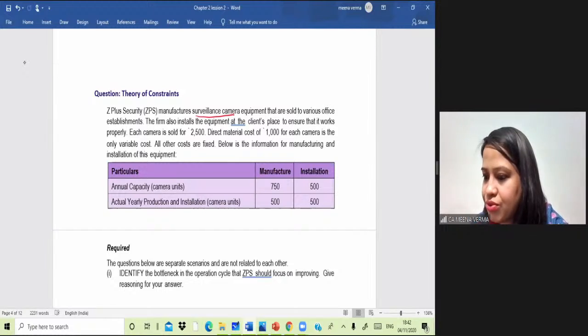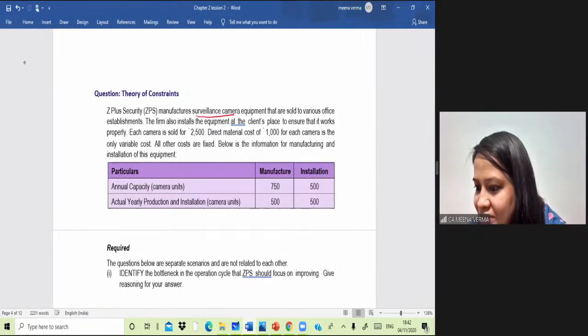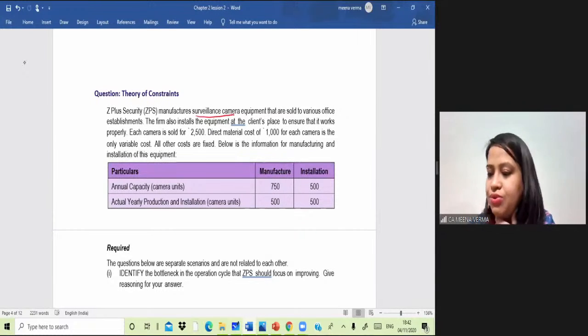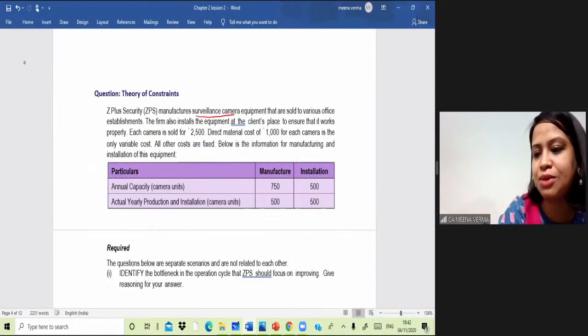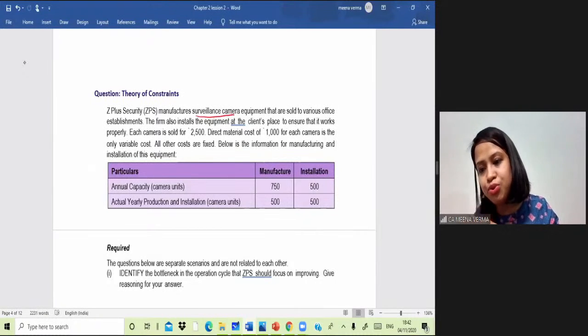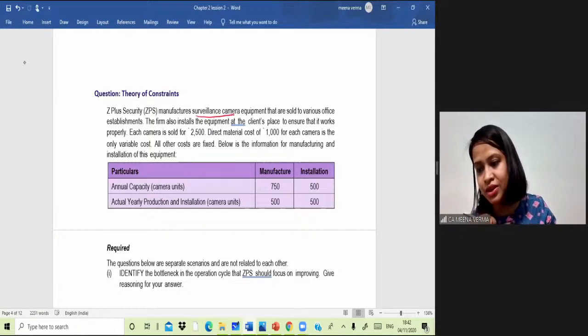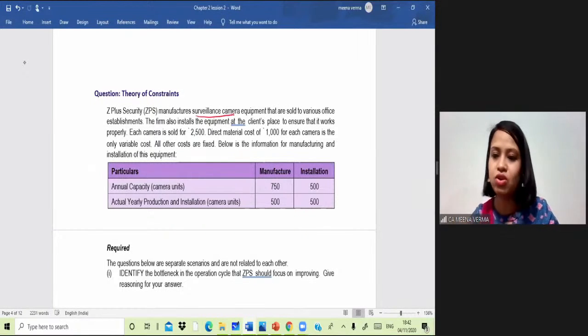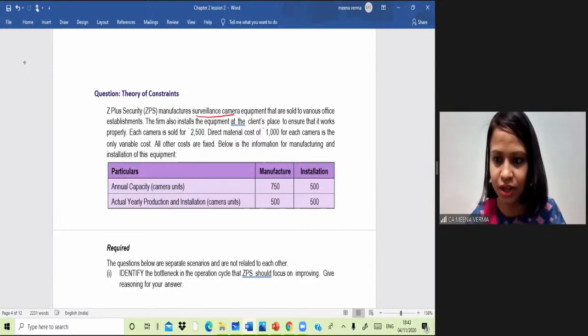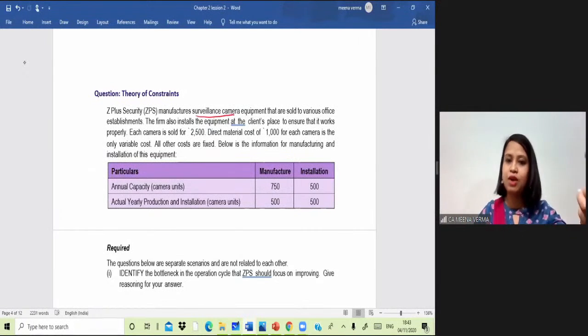Let me take your query first. Very good question from Aman. Aman is asking: ma'am, what if the cost of improvement in a bottleneck activity is so high that it reduces the profit significantly or even causes a loss? In such a case, we don't need to improve that bottleneck process, because ultimately we want to improve our profitability.